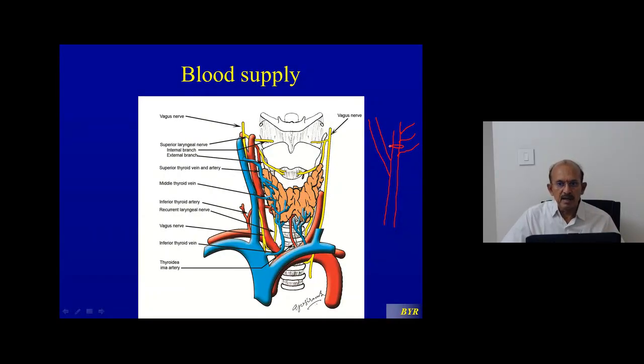Whenever he wants to apply a ligature, he has to apply it to a vessel which is bearing branches, and he will apply the ligature between the first branch and second branch. Not below this and not above this. So if he is ligating here, it means he is very sure that he is ligating a carotid artery which has the branches. Do you understand my point? He should not ligate the common carotid artery, should not ligate the internal carotid artery.